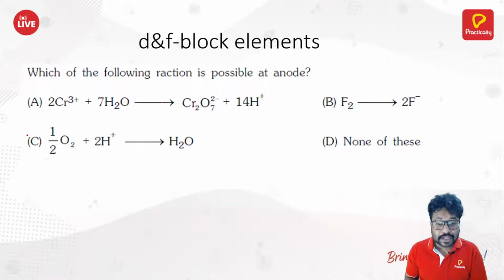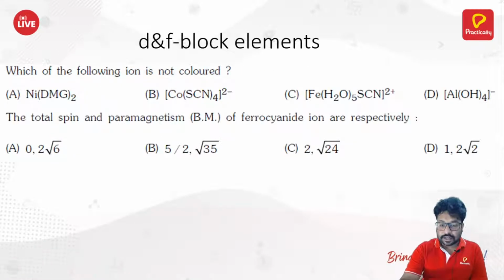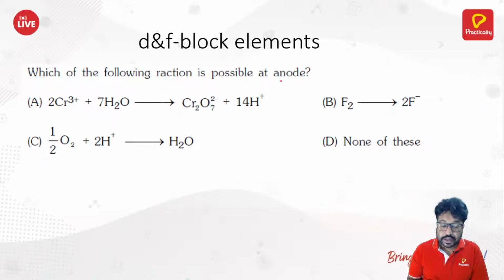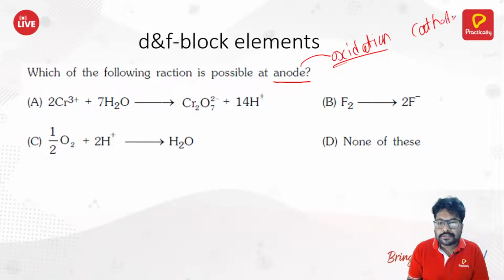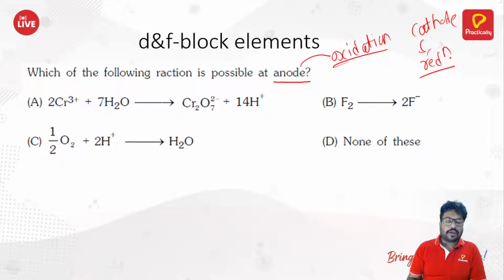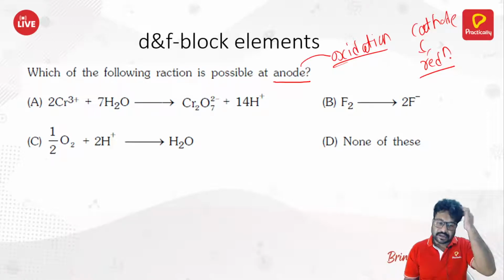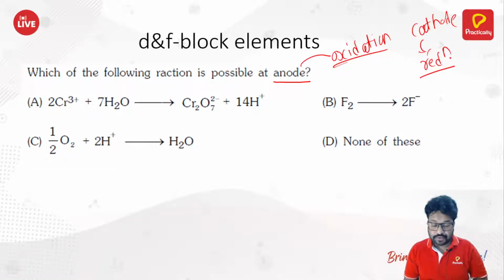Which of the following reactions is possible at anode? Now, whatever electrochemistry we have studied till now, you all know what happens on anode. On anode, oxidation happens. And on cathode, reduction happens. Now, some of you might get confused here. Okay, let me help you.